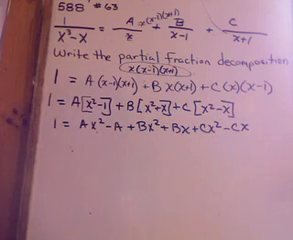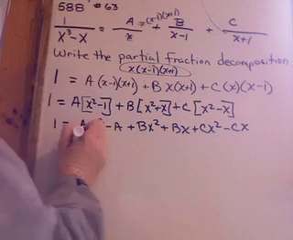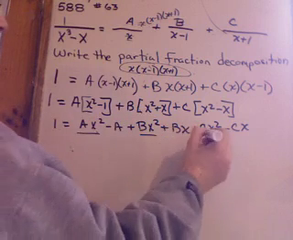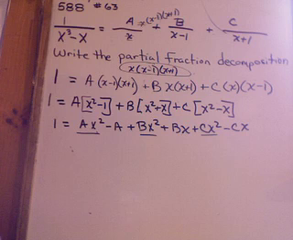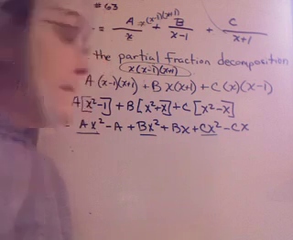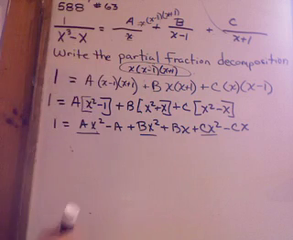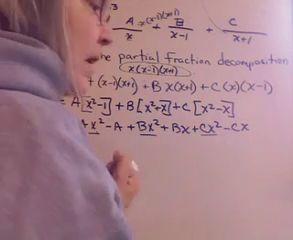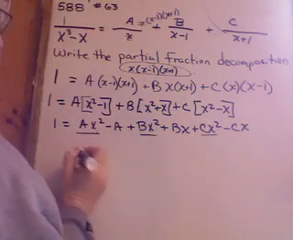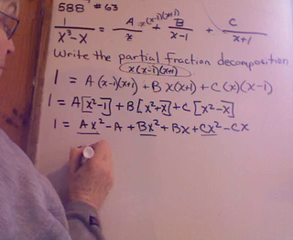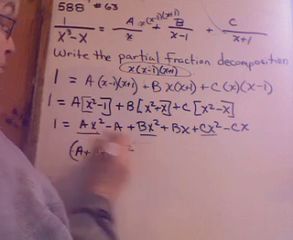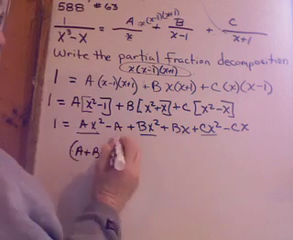Do you remember what we had to do next? We grouped all the x squareds together, all the x's together, and all the terms that did not have any x. Do you remember that part? All right, let's do that. So when I get all the x squareds together, I'm going to have a plus b plus c all times x squared. So I put them together and I factored it out to save a step.